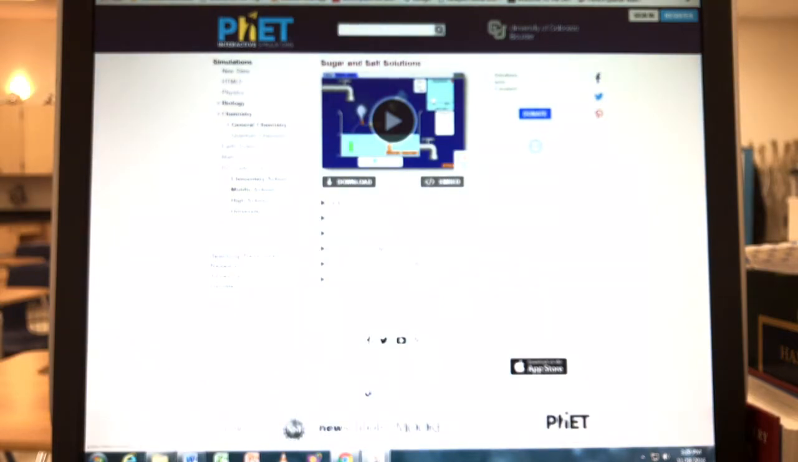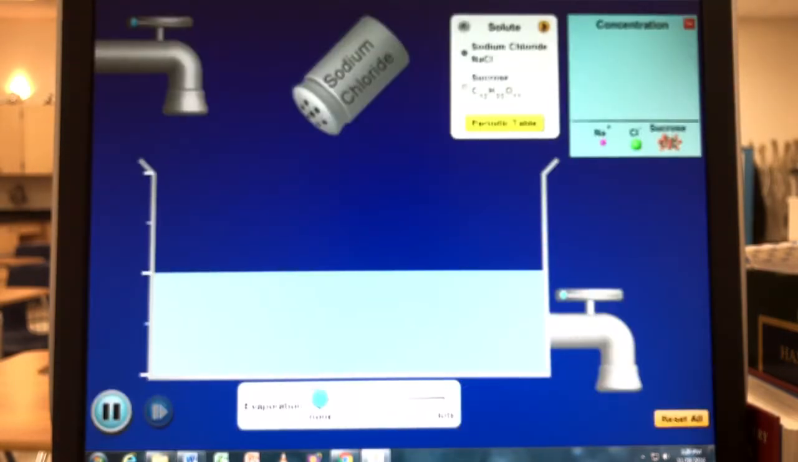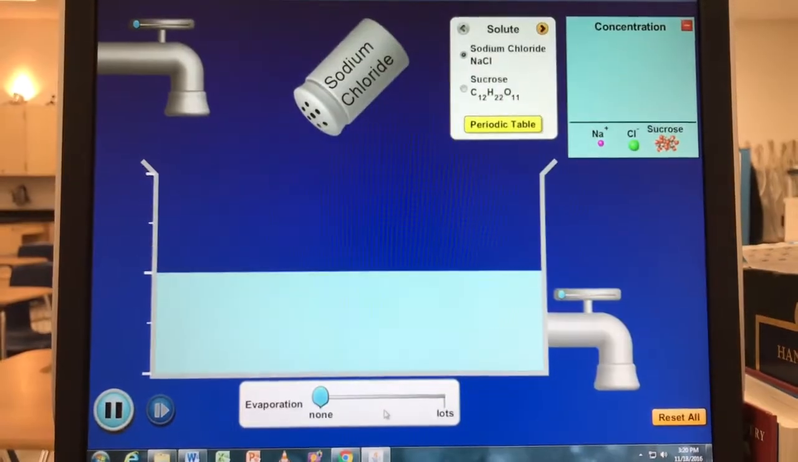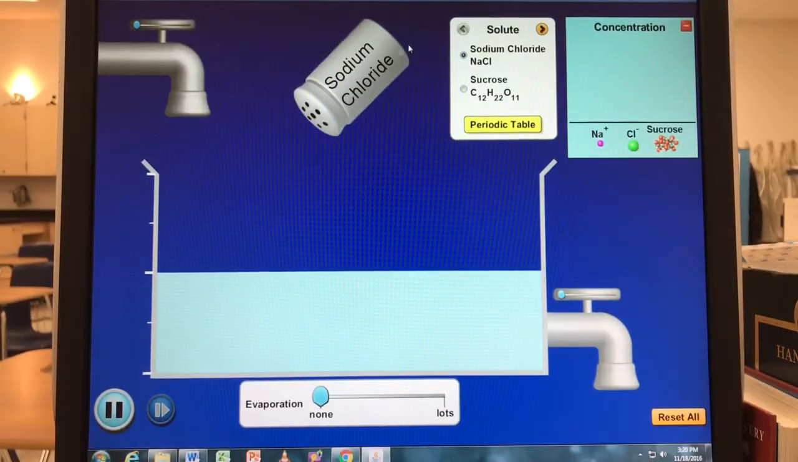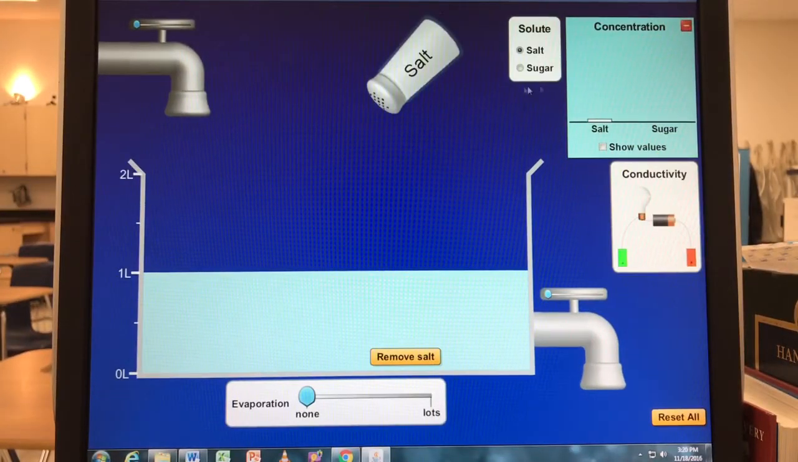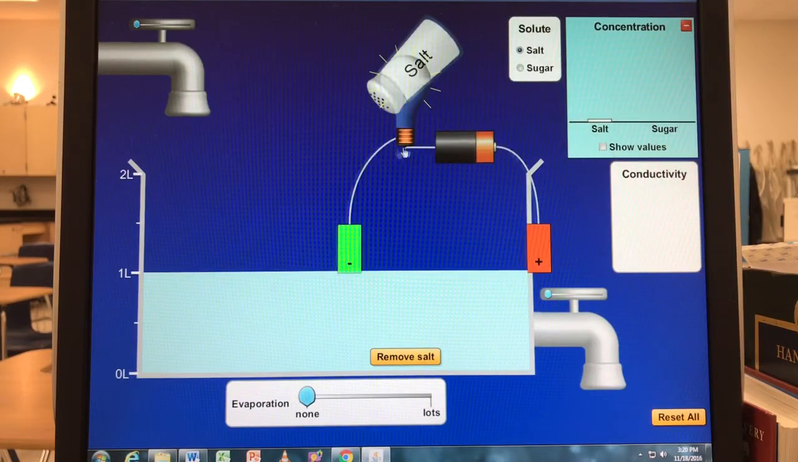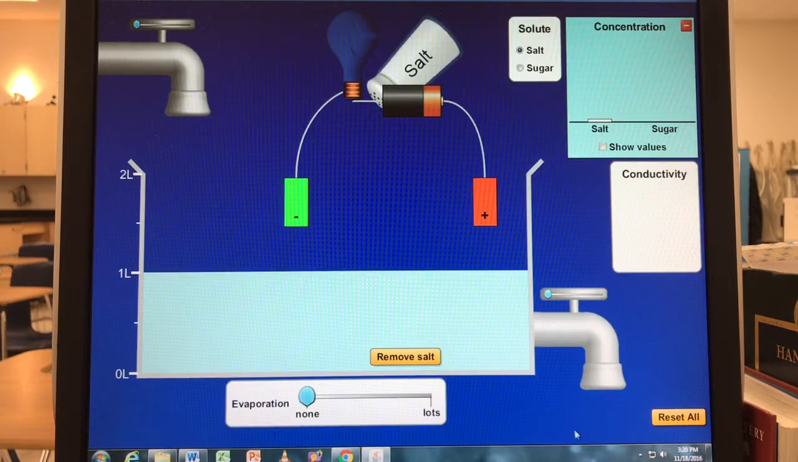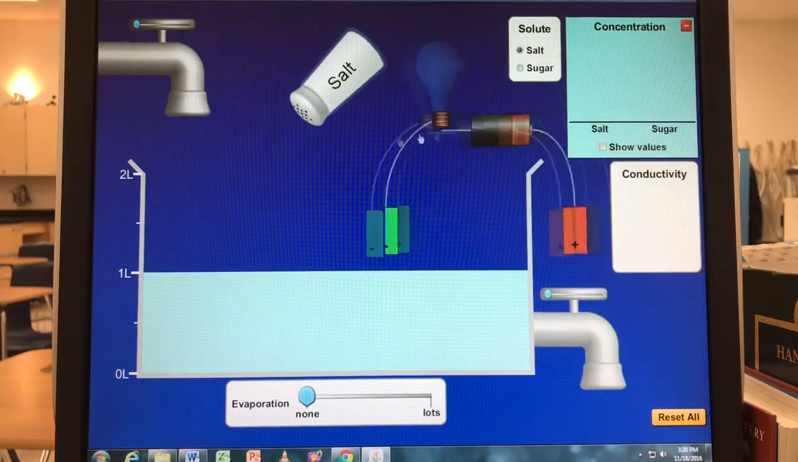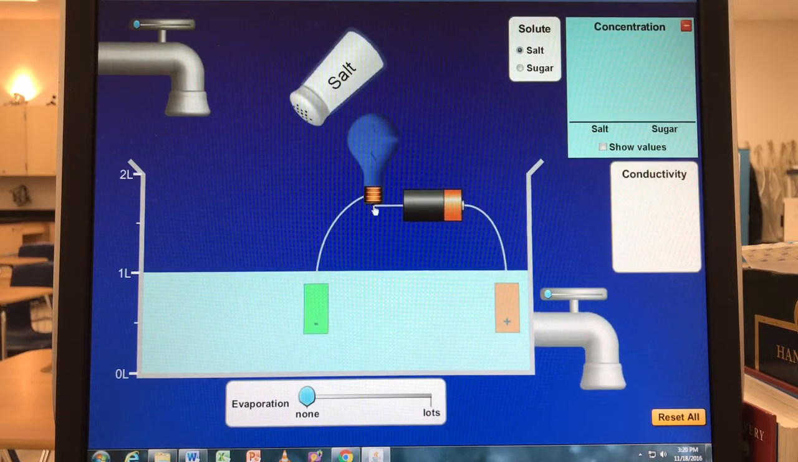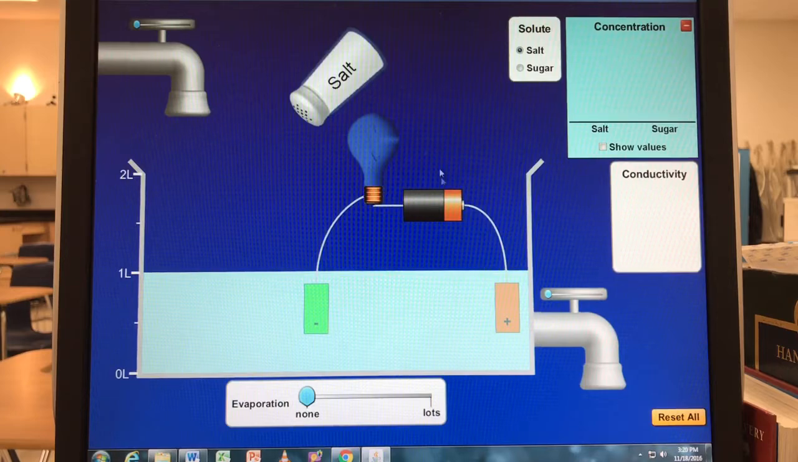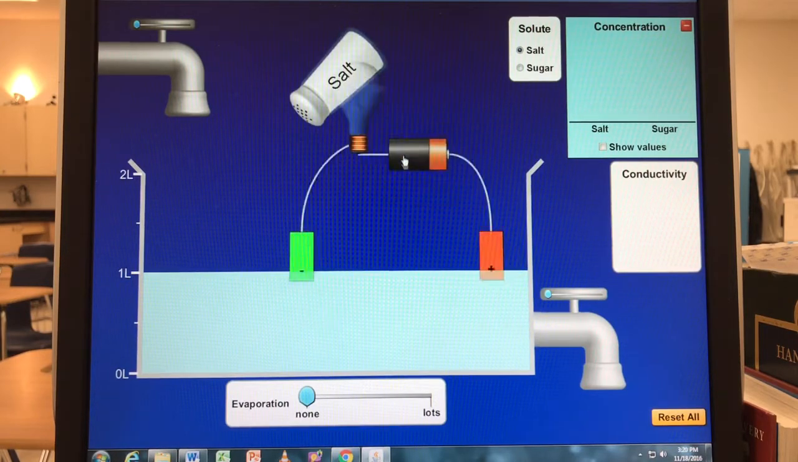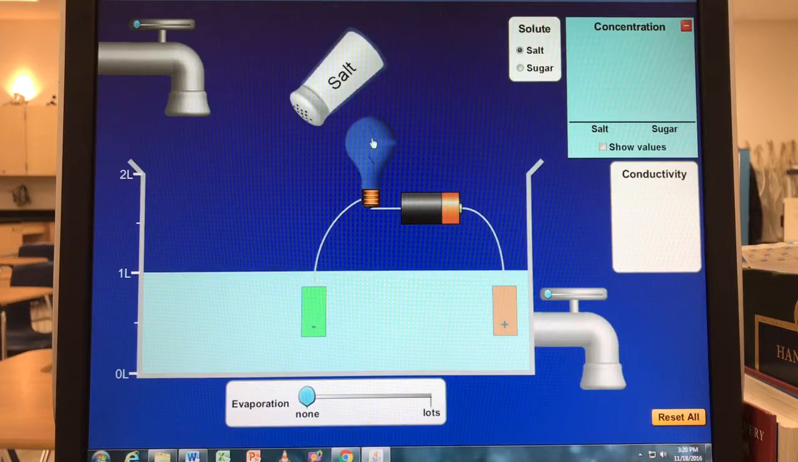But as we see on the next simulation, the sugar and salt simulation, so you went here, and then you clicked on the simulation, so that simulation is here. We should start on the macro side. We take our conductivity tester, we stick it down inside the water, and we reset. There we go. Conductivity tester, and the light bulb does not light up with regular water. So water is not conductive by itself.